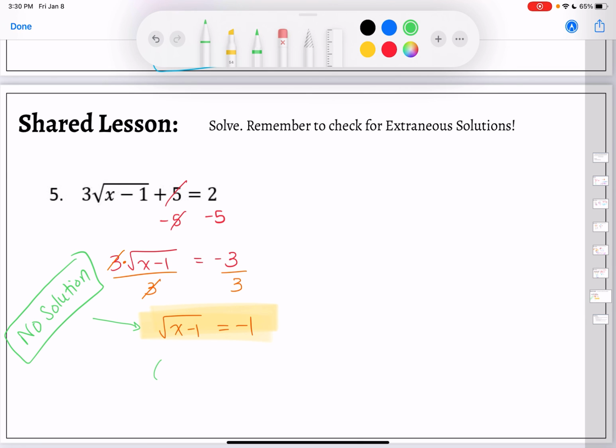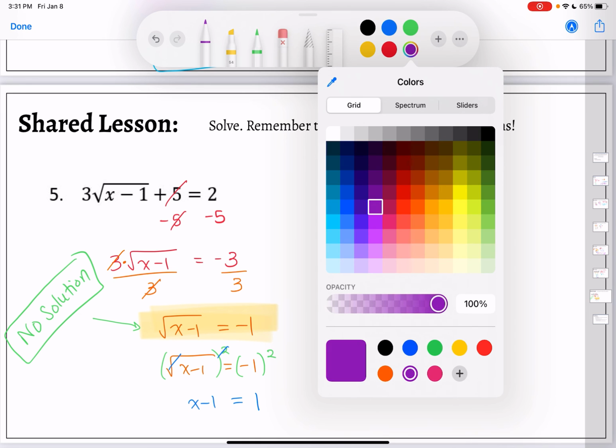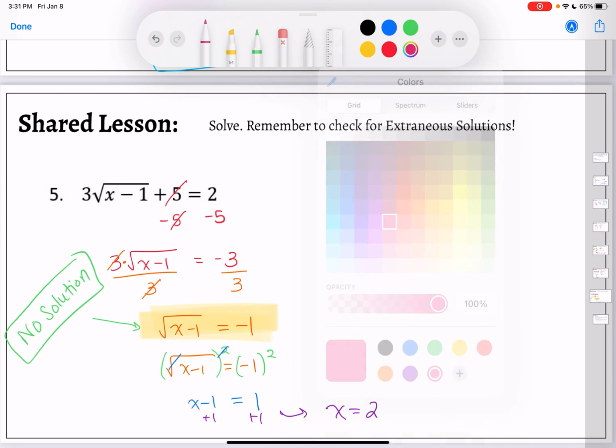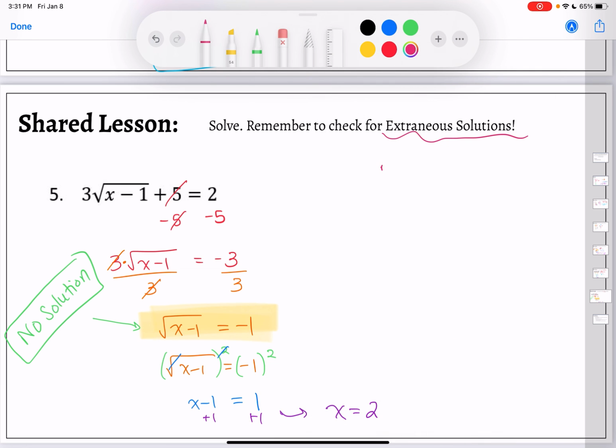But let's say you missed it. All right, I didn't see that, and I kept solving. So here we go. Square root of x minus 1 equals negative 1. Square both sides to get rid of my radical now. So then I have x minus 1 equals negative 1 times negative 1 is positive 1. Add 1 to both sides, and I end up with x equals 2. All right, now if we're in our process, we would then check our solution, right?